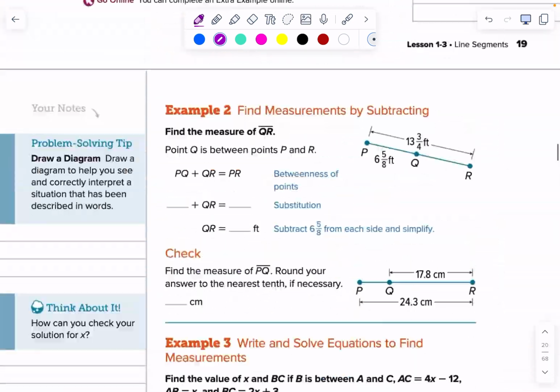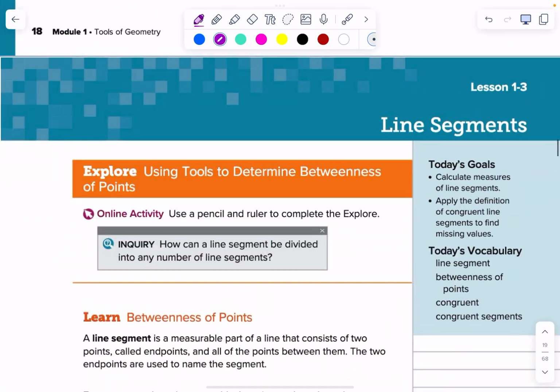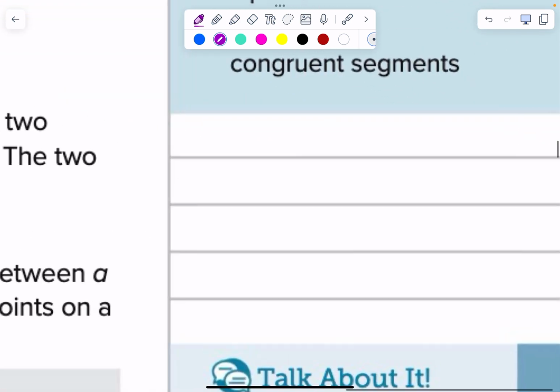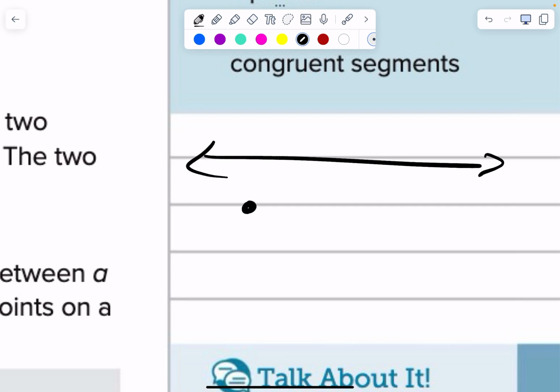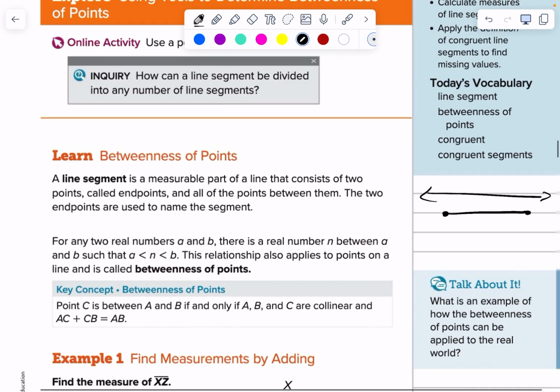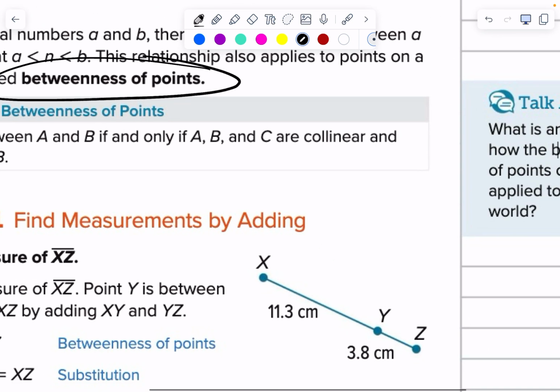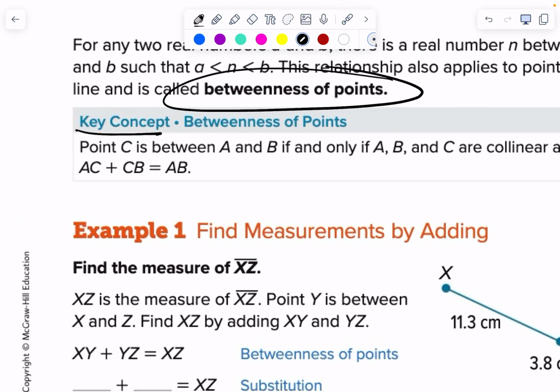This is line segments. Okay. All right, so lines from yesterday went on forever and ever in both directions, right? But line segments have a starting point and an ending point, which means they have a specific length, right? Okay, so here's something that we know about line segments. This is a really crazy concept called the betweenness of points. Are you ready for this? This is a key concept right here, okay?